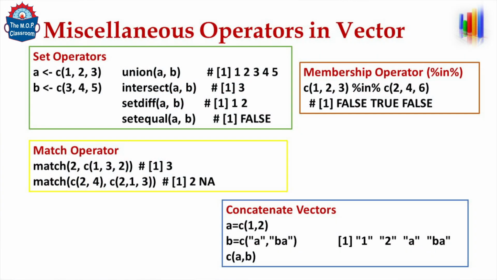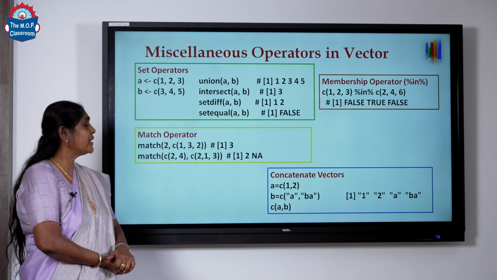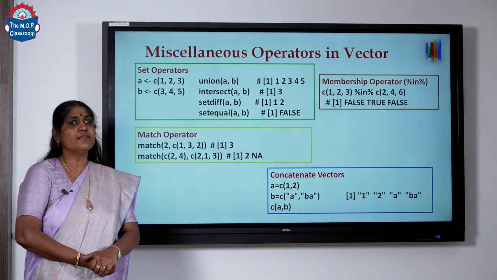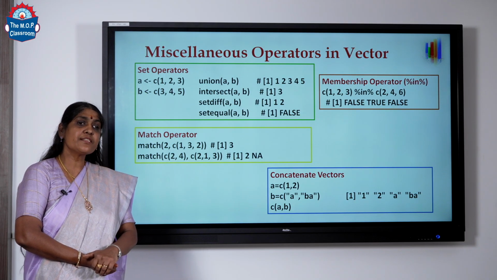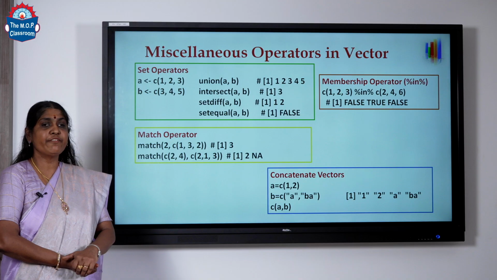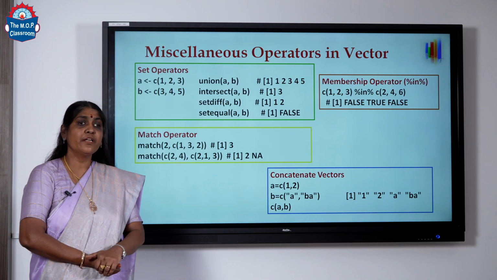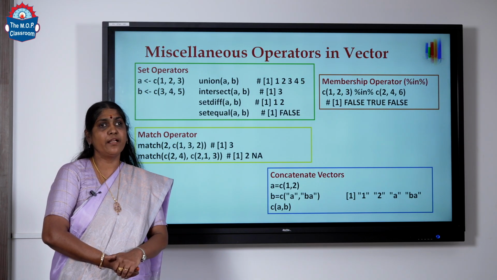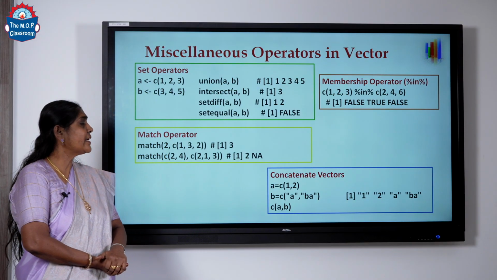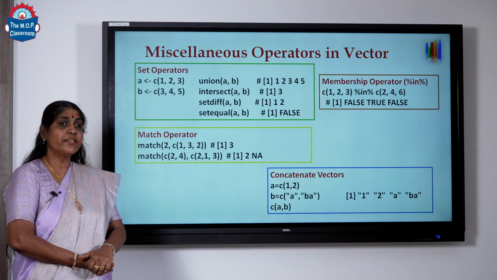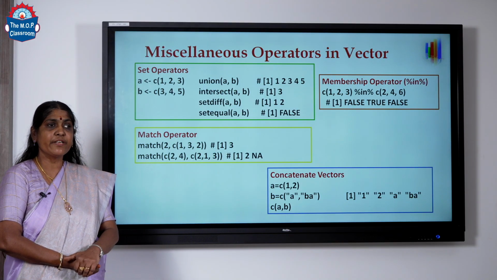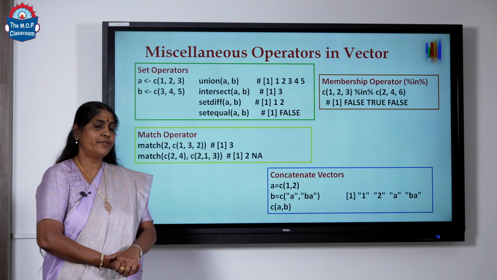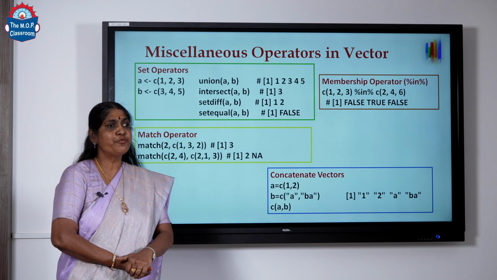Now, let us move on to a few more operations that can be performed on a vector. On a vector we can perform the basic set operations like finding the union of two vectors, the intersection of two vectors, the difference between the vectors, and also we can check whether two vectors are equal or not. And also we can make use of the membership operator, which says true when an element is found in the vector, and if it is not in the vector, it shows false.